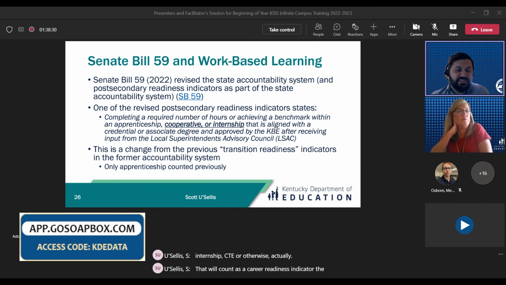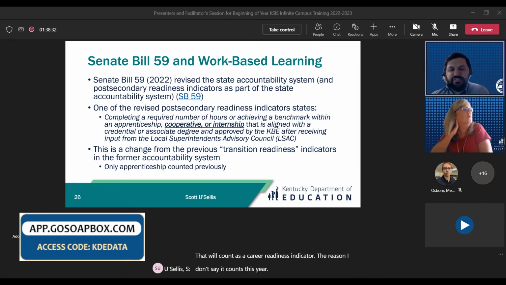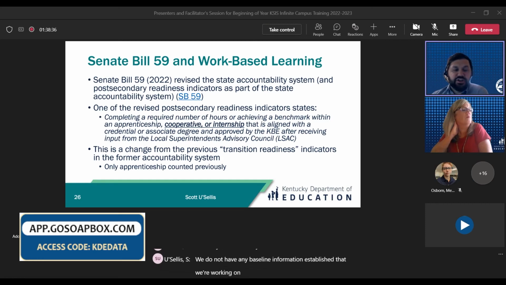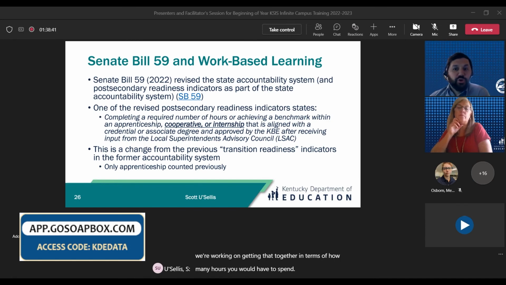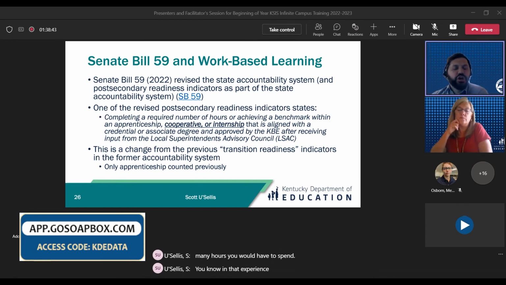The reason I don't say it counts this year is we do not have any baseline information established yet. We're working on getting that together in terms of how many hours you would have to spend in that experience and so on. But just wanted to let you all know that is a change from the previous accountability system, the old transition readiness system, the former accountability system.